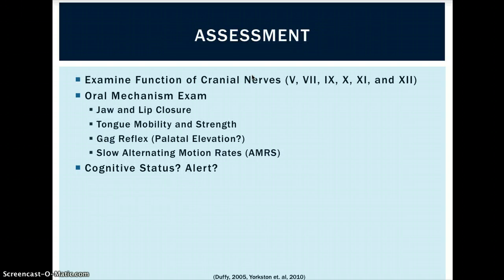So when we're assessing our patients with pseudobulbar palsy, we're really going to want to look at the functions of cranial nerves 5, 7, 9, 10, 11, and 12. During the oral mechanism exam, we're really going to want to look at jaw and lip closure, tongue mobility and strength, the gag reflex, are they able to elevate their palate? When they're performing their AMRs, we're going to see some slow alternating motion rates. And cognitive status, their alertness is also something we should take into consideration, and I'll touch on that a little bit later.